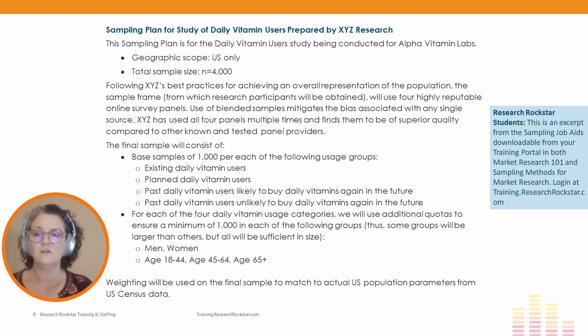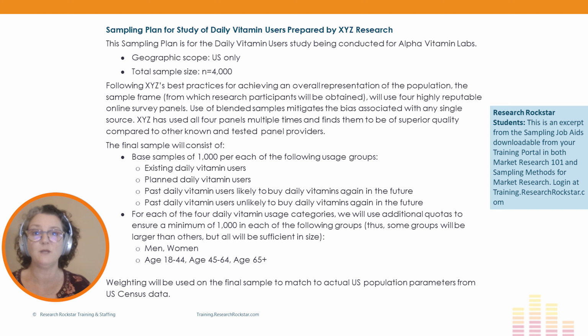Then it goes on. The final sample will consist of base samples of 1,000 each for each of the following usage groups: existing daily vitamin users, planned daily vitamin users, past daily vitamin users likely to buy daily vitamins again in the future, and past daily vitamin users unlikely to buy daily vitamins again. Then it goes on to specify some quotas for gender and for age ranges. And then it closes with, weighting will be used on the final sample to match to actual US population parameters from US Census data.